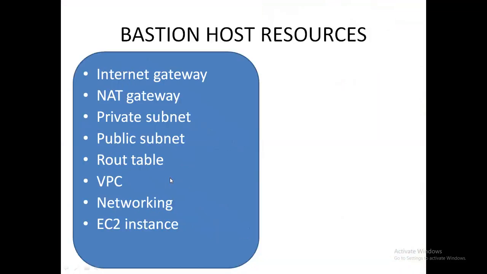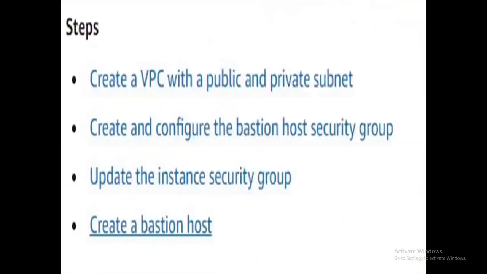These are the resources that the BASTION host uses. We use an internet gateway, a NAT gateway, a private subnet, a public subnet, route table, VPC, networking, and EC2 instance. It's like we are preparing food in the cloud, and these are the ingredients that we need to use. These are the resources we need to use in the cloud infrastructure. So we are going to be doing it one after the other.